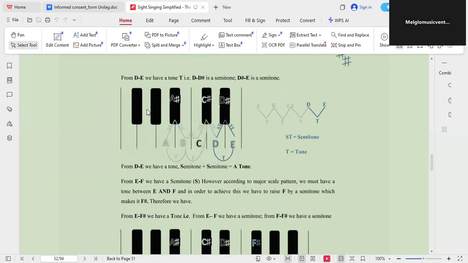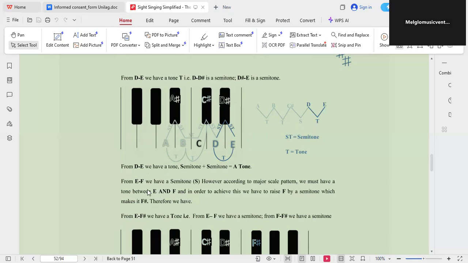Now, from D to E, we have a tone, that is D to D sharp is a semitone, and D sharp to E is a semitone. So from D to E, we have a tone, the semitone of D to D sharp plus the semitone of D sharp to E. That's a tone, which conforms to our major scale pattern of tone, tone, semitone, tone, tone, tone, semitone. Then from E to F, we are on E now.